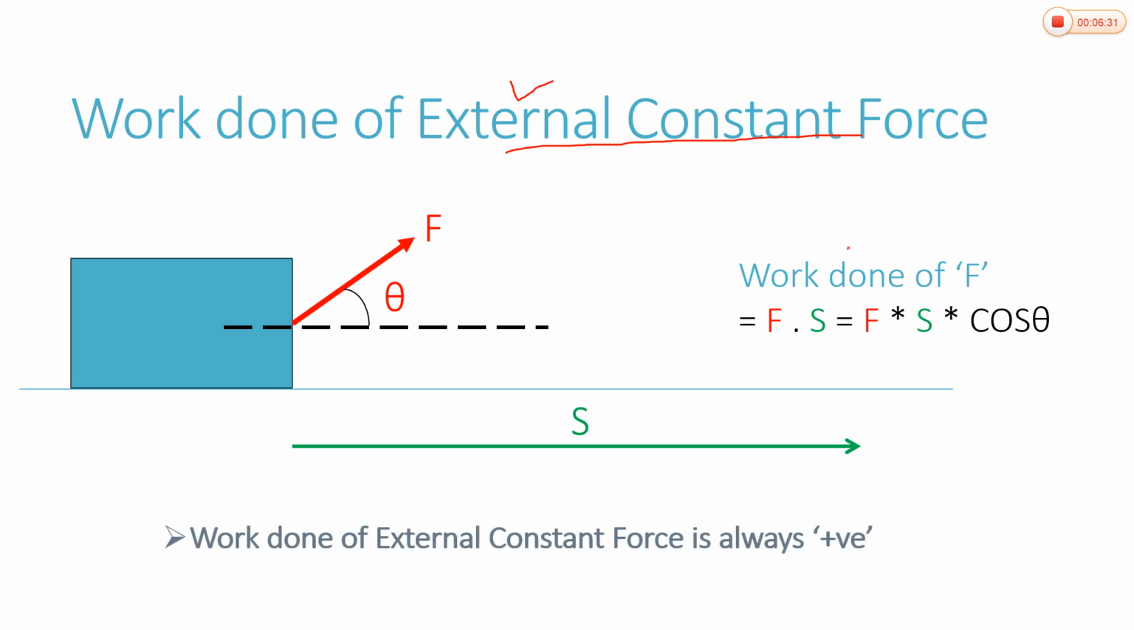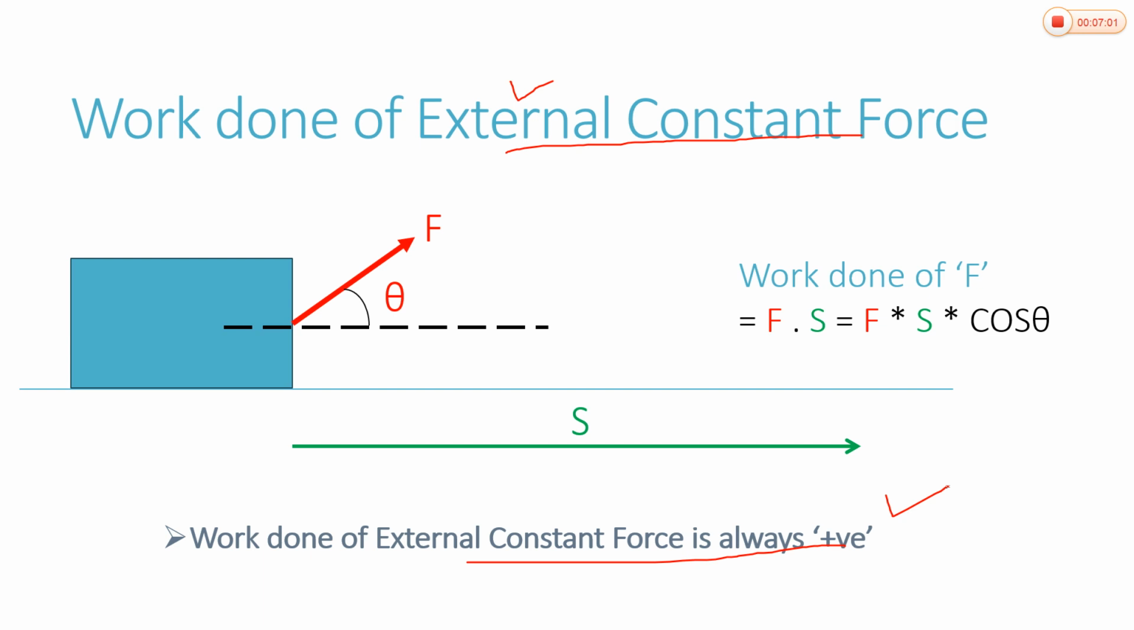Do remember, the work done of an external constant force is always positive because of the action of force. According to Newton's laws, if we apply a force, the displacement takes place in the direction of the applied force. Means if we apply force along the positive x-axis, the displacement occurs in the positive direction. So that's why the work done of an external constant force is always positive.